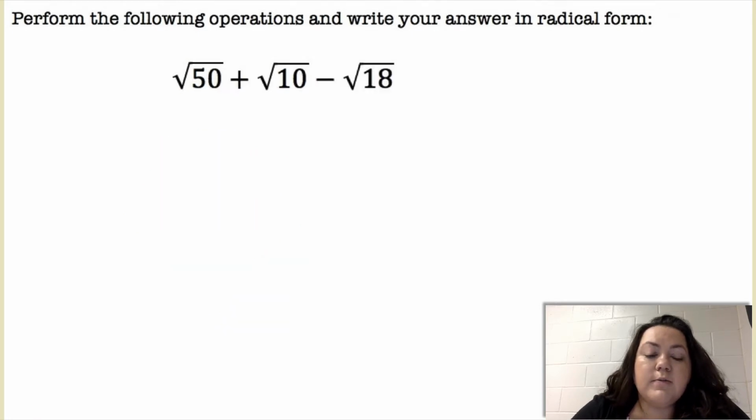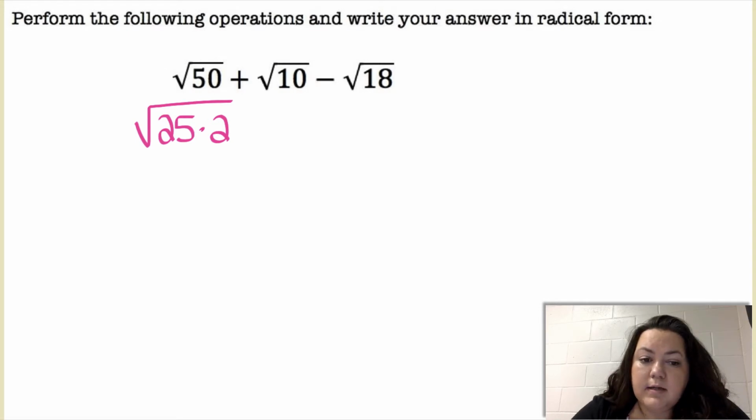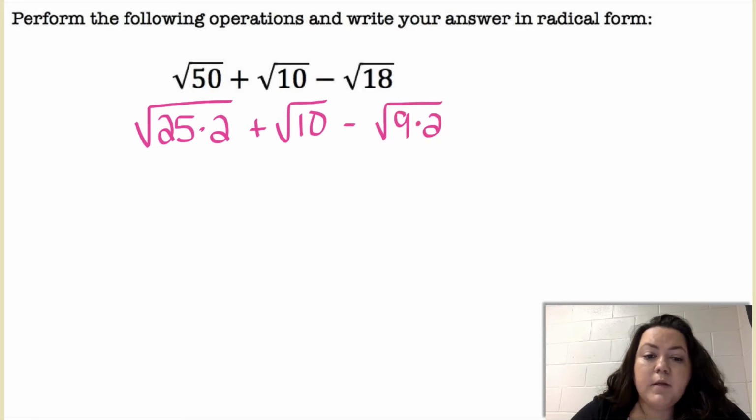All right, I have the square root of 50 plus the square root of 10 minus the square root of 18. Again, these don't have the same radicand, the number inside of that radical symbol. So I want to try to get it so that they have something in common. I could break up 50 into 25 times 2. And I could break up 10 into 5 times 2, and that's not really going to help me. And then 18, I could break it up into 9 times 2.